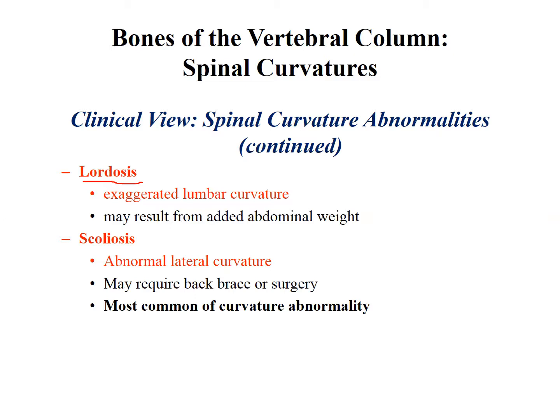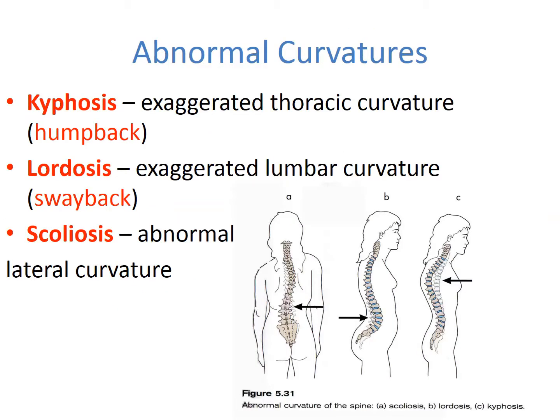And then we've mentioned before the scoliosis, which is a lateral curvature. Those, again, are not considered to be normal. So this is a representation of the abnormal curvatures. If we look at it, we see that graph C is representing the kyphosis, B is representing the lordosis, and A is representing the scoliosis. Just keep in mind that exaggerated curvature in a clinical setting usually has the prefix hyper associated with it. So it's hyperkyphosis or hyperlordosis.